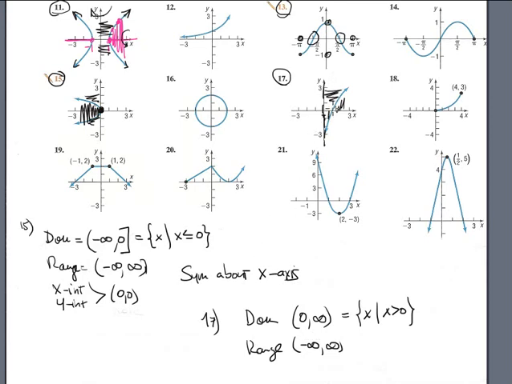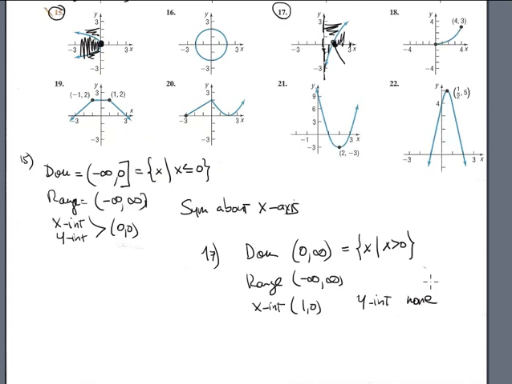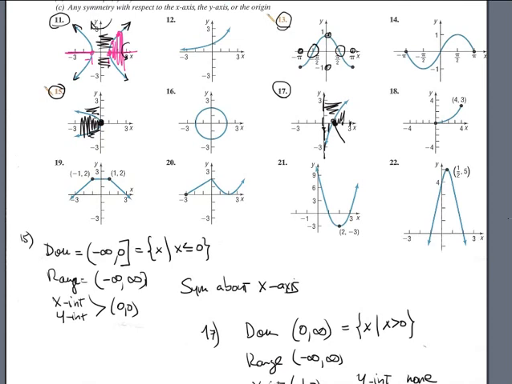And the only intercept we have is the x-intercept, the point (1, 0). This is 1, this is 2, this is 3, (1, 0). And the y-intercept, no. And symmetry, no symmetry.